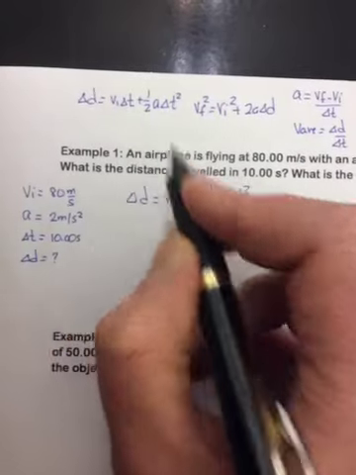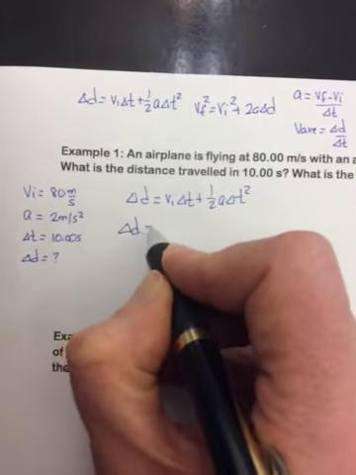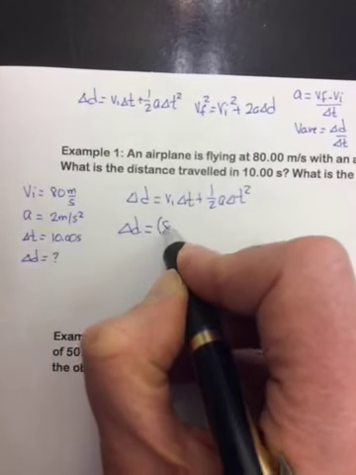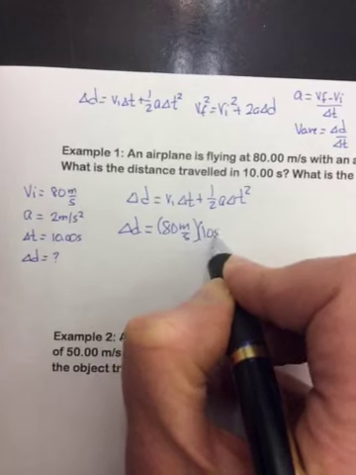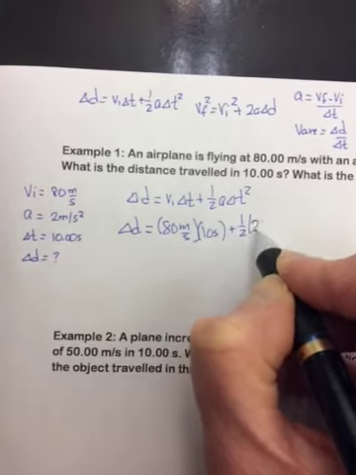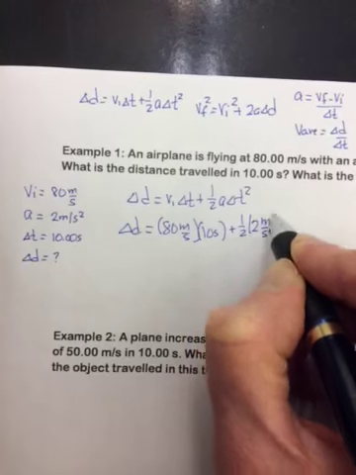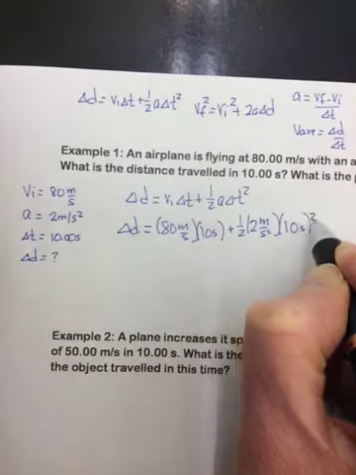And look, I was nice in this first one. You don't even have to rearrange it. It's already set up for delta D. So VI is 80 meters per second. Time is 10 seconds. Plus 1/2 A is 2 meters per second squared. And time is 10 seconds squared.